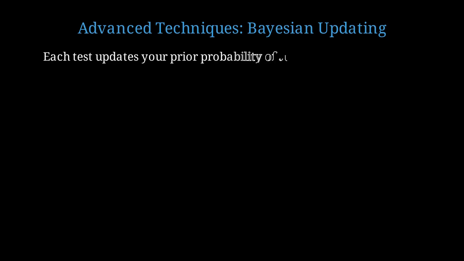Now let's discuss advanced techniques. The weekly loop becomes more powerful when you apply Bayesian updating to your hypothesis confidence over time. Each weekly test updates your prior probability of success. You start with an initial confidence estimate, then update it based on test results using Bayes' theorem. The posterior probability P of H given E equals P of E given H times P of H, divided by P of E, where H is your hypothesis and E is your evidence.